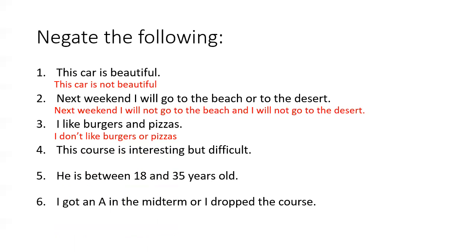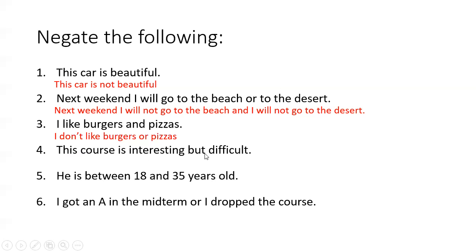So you just make the opposite of the whole sentence, even the line. You can say just I like burgers or pizza. I don't like burgers or pizzas when I made it the opposite. Because it was an and, when I made it the opposite, I ended up with an or.